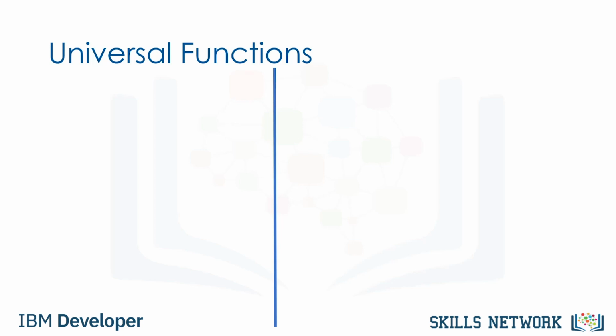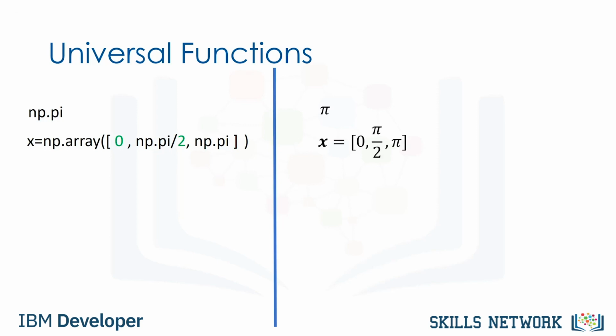Let's implement some code on the left side of the screen and use the right side of the screen to demonstrate what's going on. We can access the value of pi in Numpy as follows. We can create the following Numpy array in radians. This array corresponds to the following vector.